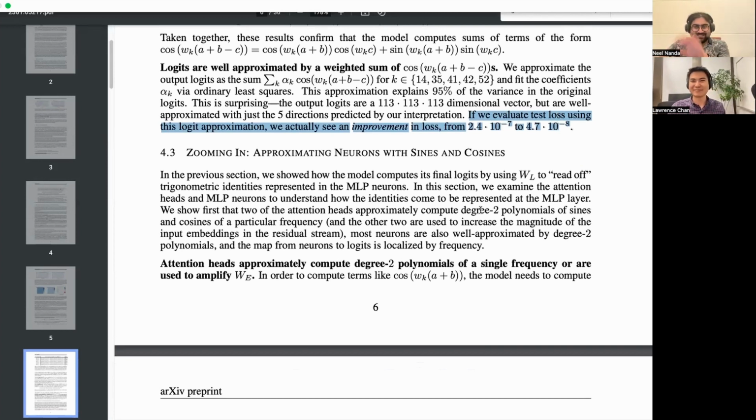Cool. So that's the first half of the evidence. Next bit is this zooming in, approximating neurons with sines and cosines. Want to take this one, Lawrence?